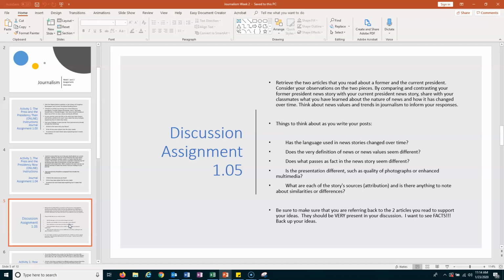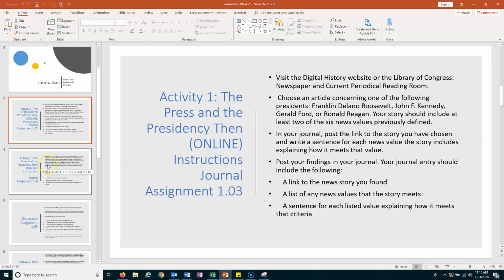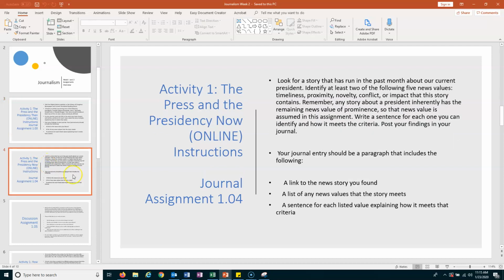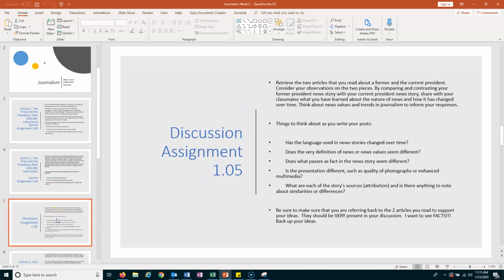So this is just a basic explanation for today, okay? What you're going to do is retrieve 2 articles that you read about the former and current president, the 2 articles that you would have done in 1.03 and 1.04. If you decide to not do 1.04, you're still in 1.05 going to need to find an article, okay? So you're going to need to find an article anyway.